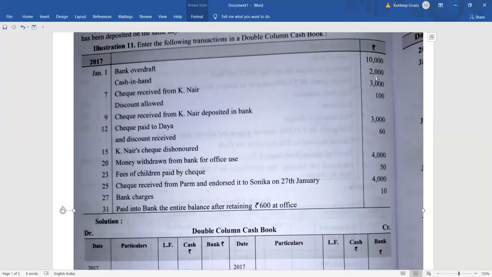All details, you just find it out once, okay, then only you go for the treatment. So as soon as you receive a check, what will you do? You just check whether there is any relative entry regarding that particular transaction or not. So check received from K Nair 3,000, immediately on the next day we can see that check received from K Nair deposited in the bank.